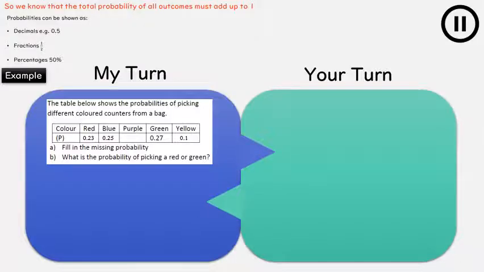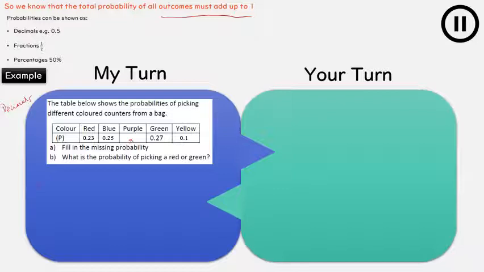So let's have a look at an example. Here my probability is given in decimals, so for all my answers I'm going to give them in decimals. The table below shows the probability of picking different coloured counters from a bag. So we can see red has 0.23 and so on. Fill in the missing probability here. Well, let's look back up to here. All outcomes must add up to 1. So I know that the probability of red plus the probability of blue plus the probability of purple plus the probability of green plus the probability of yellow must add up to 1. So I can find that missing value.